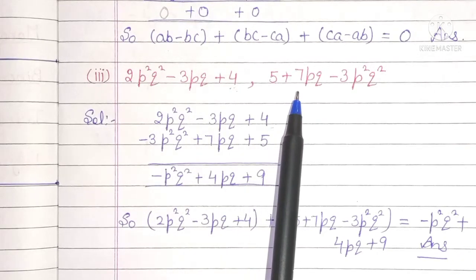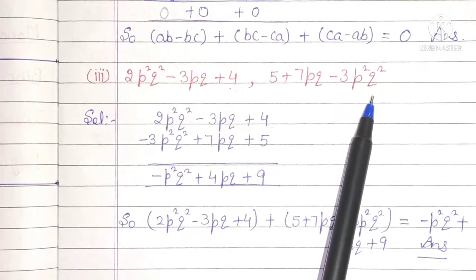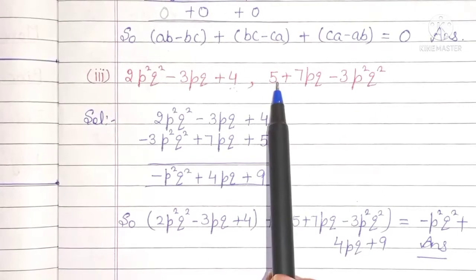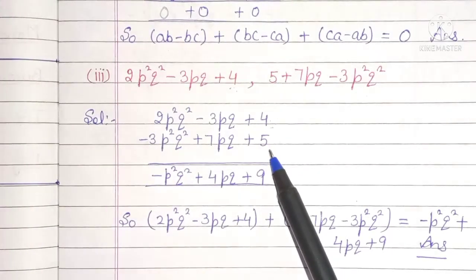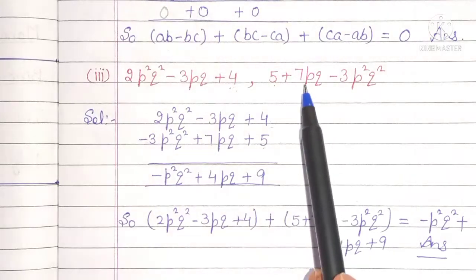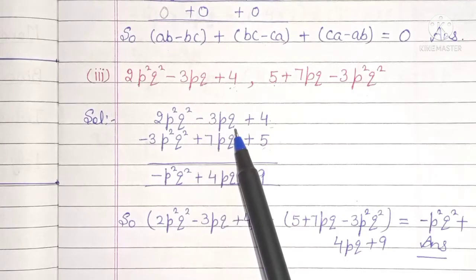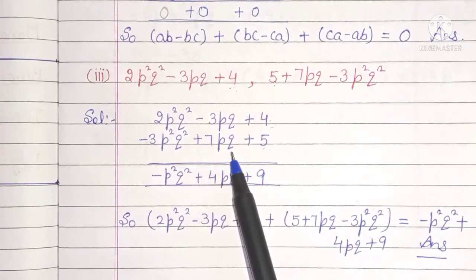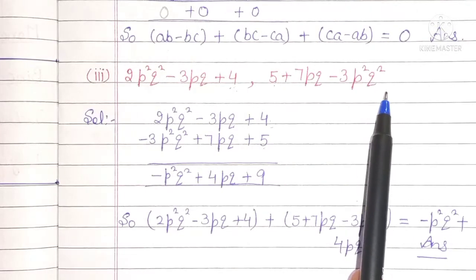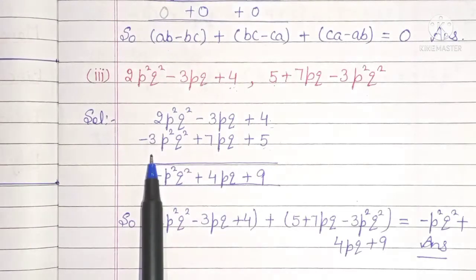From the second expression I'll change the order of the terms because I want to write down the like terms below one another. So 5, where will I write 5? Under 4. Plus 5, I have written plus 5. We will not change the symbols, we will just change the position of the terms. Now the next term is plus 7pq. So I'll write 7pq below minus 3pq. Right? Plus 7pq I have written here. Minus 3p square q square, where will I write minus 3p square q square? I'll write it below 2p square q square, right?